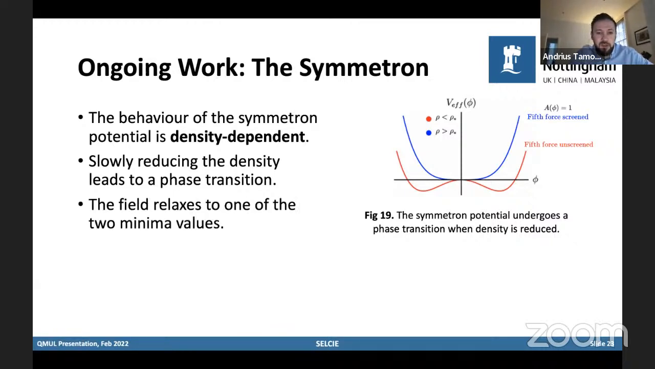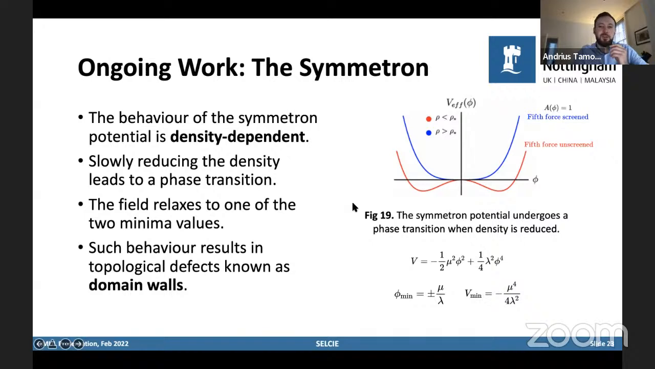And basically what happens is that the field can relax into one of these two minima, one of these two little valleys in the red shape of the potential. So as you can see, the values are given here. This is the potential. The two minima are given by the energy scale and the coupling parameter here. And such behavior is a classical behavior that shows up in many different areas of physics, but it leads to topological defects. So in 2D, this refers to, or 3D, to domain walls.